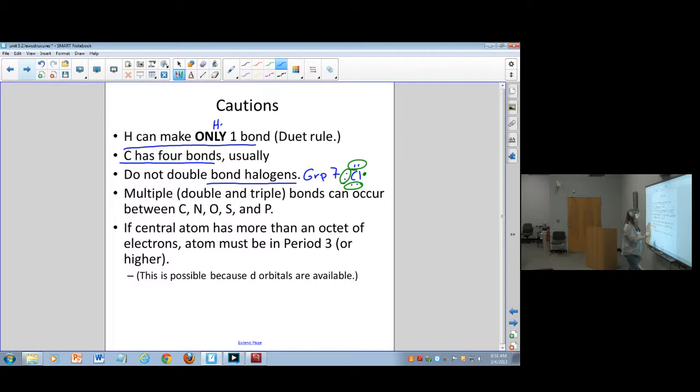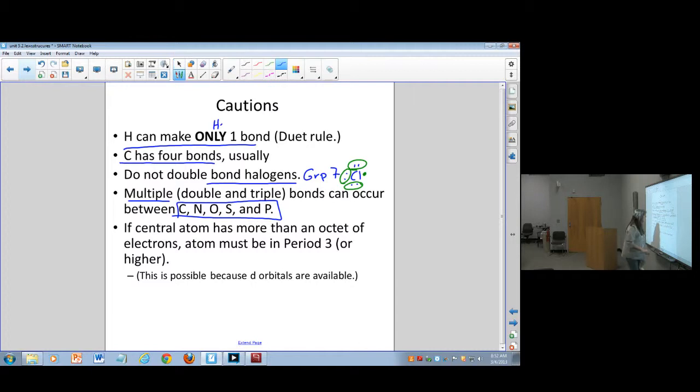With only one exception, well, actually, no, I'm getting ahead of myself. For multiple bonds, these 5 elements can undergo multiple bonds, okay? So they can participate in carbon, double bonds, nitrogen, oxygen, sulfur, phosphorus. All of those can have more than one bond.